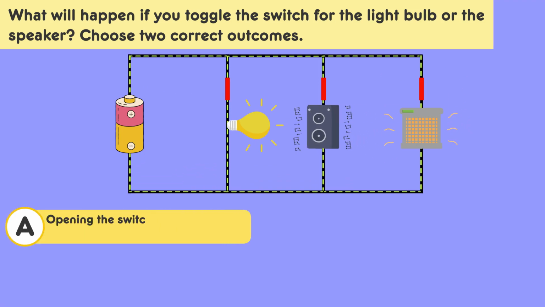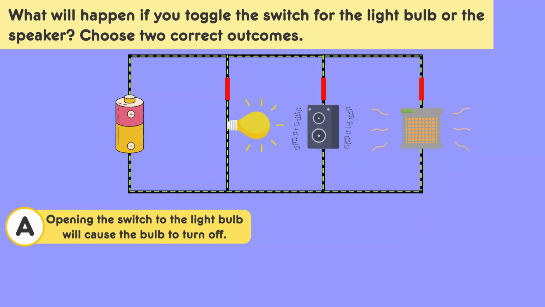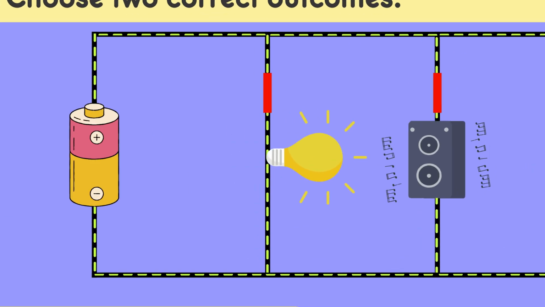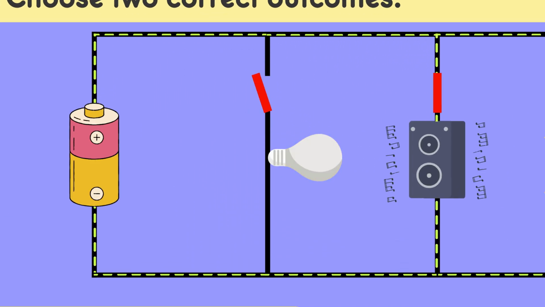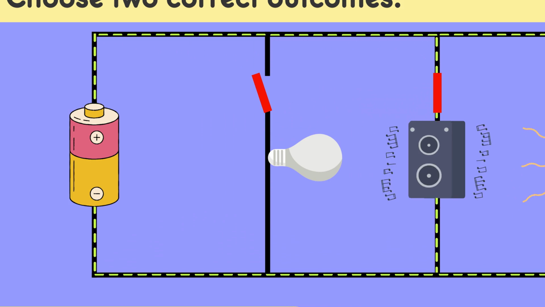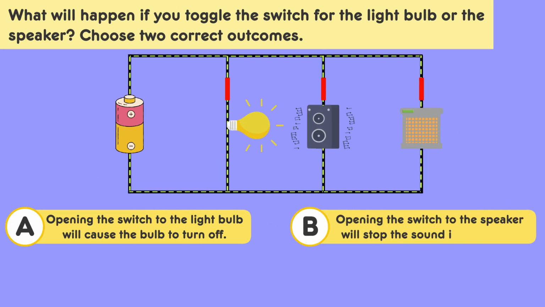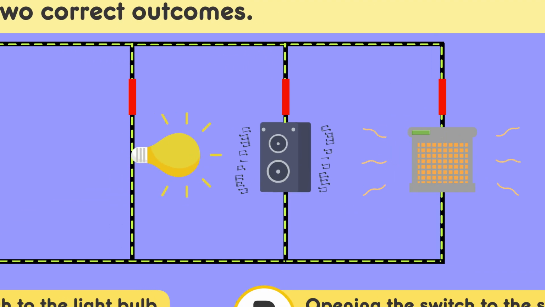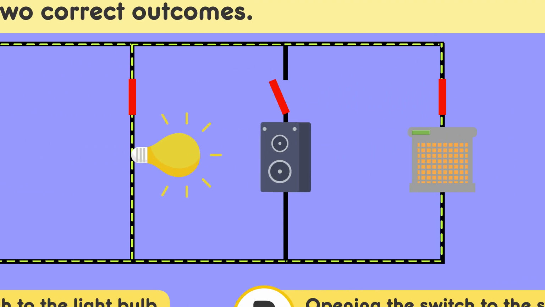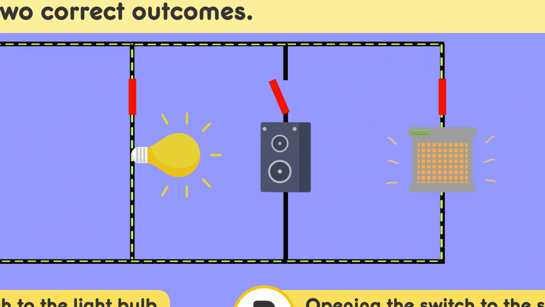A. Opening the switch to the light bulb will cause the bulb to turn off. Think about it. The role of the switch in controlling electricity flow to the light bulb and what happens when this flow is interrupted. B. Opening the switch to the speaker will stop the sound immediately. Think about it. How the speaker converts electrical energy into sound and the effects of suddenly cutting off its power supply.